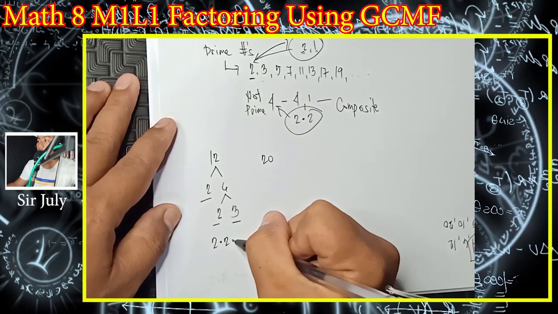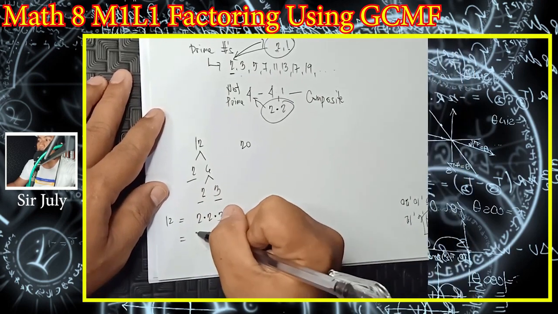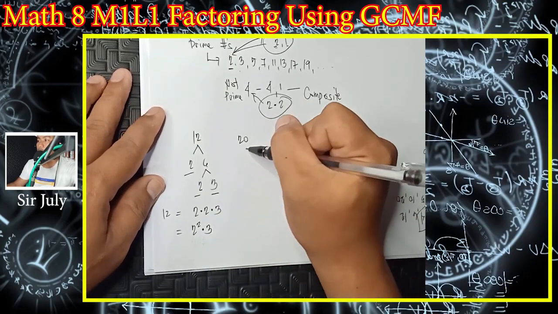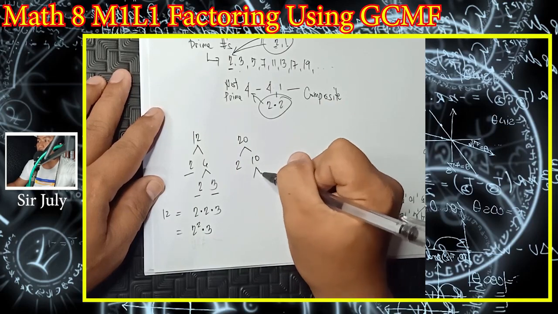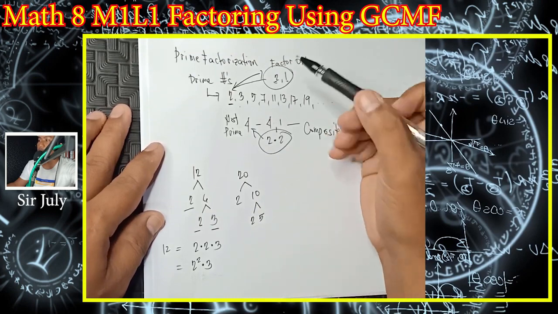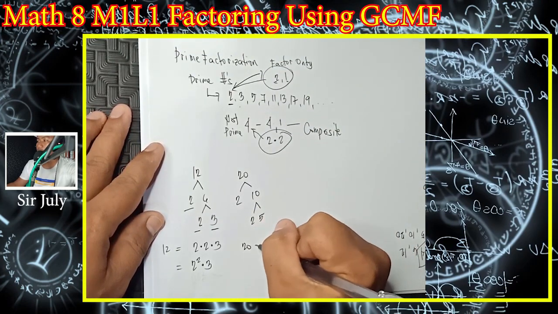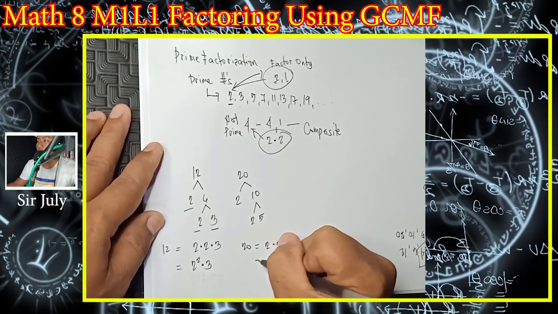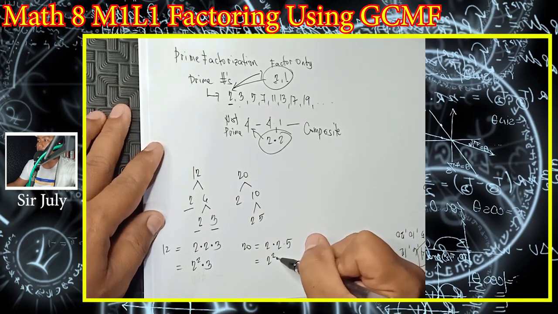So ang factor ngayon ng 12 ay 2 times 2 times 3. Those are all prime numbers. So kapag ginamitan natin yan ng exponential numbers, magiging 2 squared times 3 kasi dalawa yung 2. Sa 20 naman, we have 2 times 10. And yung 10 is not a prime number kaya i-factor pa natin which is 2 times 5. So lahat ng natira ay prime numbers. So ang kanyang factor ngayon ay 2 times 2 times 5. Kapag exponential, ang pagsulat natin, 2 squared times 5.